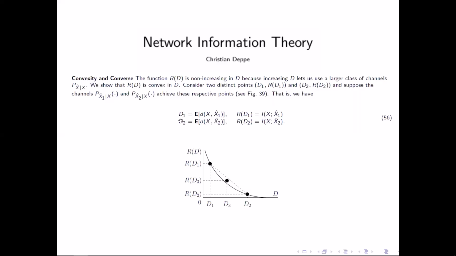That means D1 is equal to the expected value of the distortion of x and x1 hat, and R of D1 is exactly then the mutual information between x and x1 hat, and D2 is the expected value of this distortion here, and R of D2 is exactly the mutual information of x and x2 hat, because these 2 channels exactly achieve this rate.